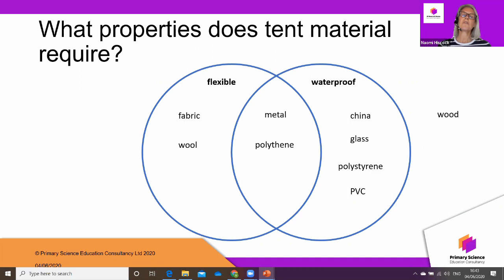And I think it's good for the children to go through that process of forming that intersecting Venn diagram for themselves, because they actually then really understand the structure of it, and they understand why we've got these 4 different elements of it. And then obviously, if we want to choose our tent material, it's the ones that have got both. So it would be the metal and the polythene.